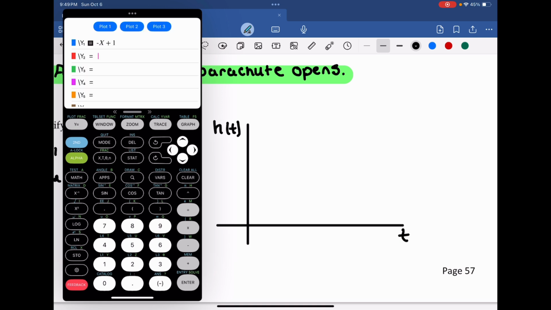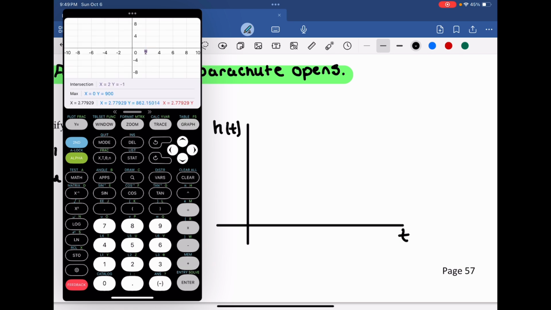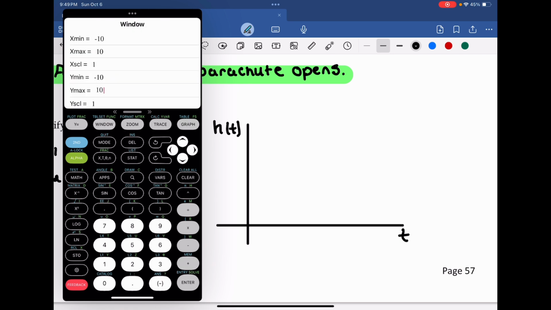Now in here, we're going to go to y equals, and type both of them in. Starting with the first one, negative 4.9 x squared plus 900, which was the first function. The second function was negative 4x plus 500. This gives us this graph. We don't see anything, so we're going to have to adjust our window.